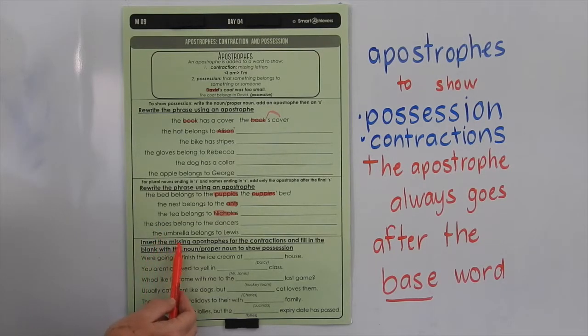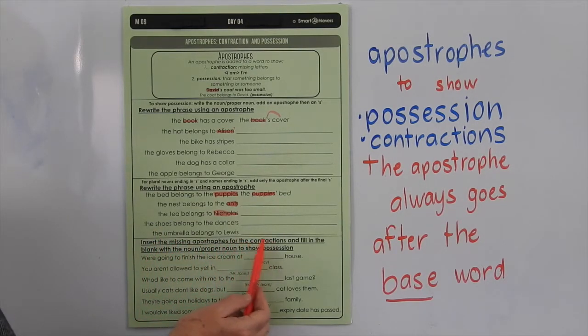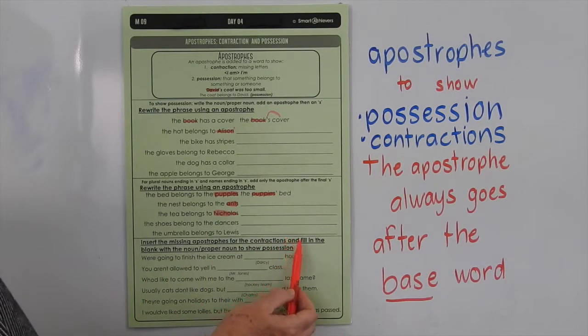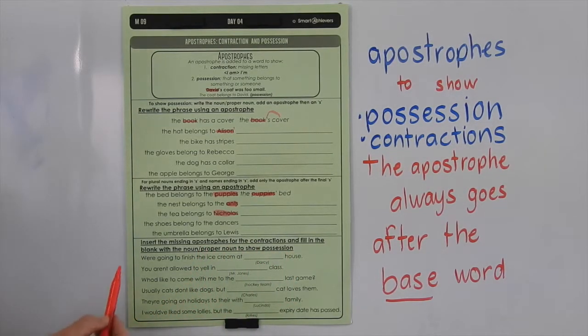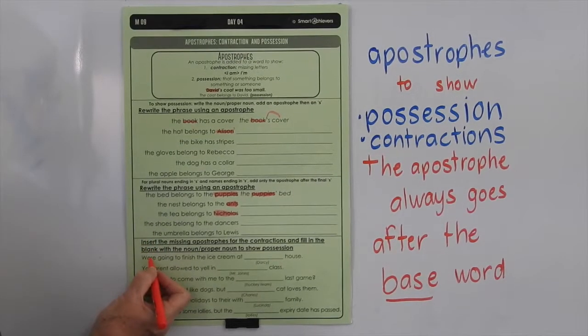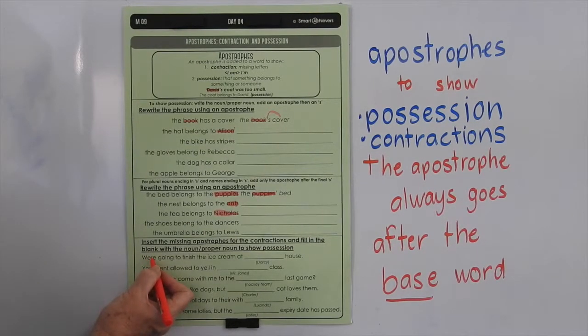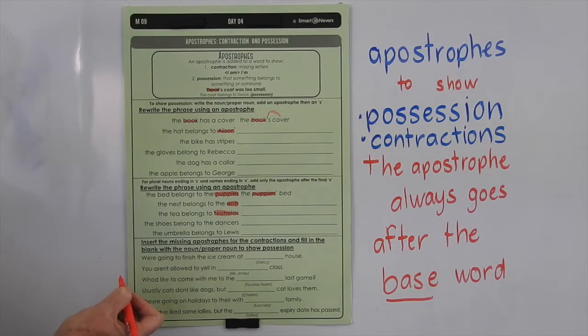Down here you have to insert the missing apostrophes for the contraction. Every sentence has a contraction in it, and then you have to fill in the blank with the noun or proper noun to show possession. So we're going to finish the ice cream at Darcy's house. Which word would be the contraction? It would be we're, and so it's short for we are. So you'd have to put the apostrophe in between the we and the R-E. We've taken out the A there, and that's where the apostrophe goes for the contraction, where we've taken out the letter.